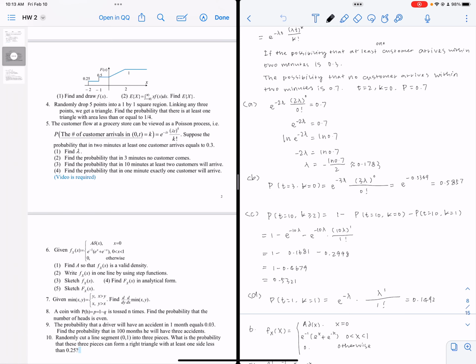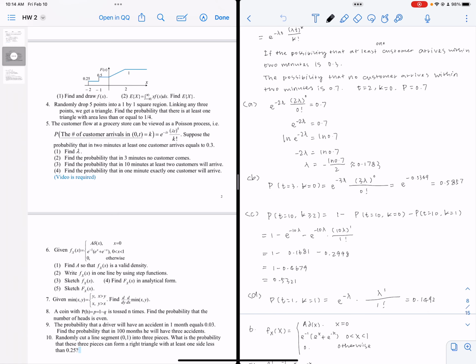Okay, so next question. Find the probability that in 10 minutes at least 2 customers will arrive. So at least 2 customers, that means it can be 5, it can be 100, it can be 1,000. But it is much easier to calculate the complementary part of this because we're talking about a discrete scenario. Customers can only come in integer numbers. So it's much easier for us to calculate the probability when there's 0 customers and there's 1 customer, and the rest would be at least 2 customers.